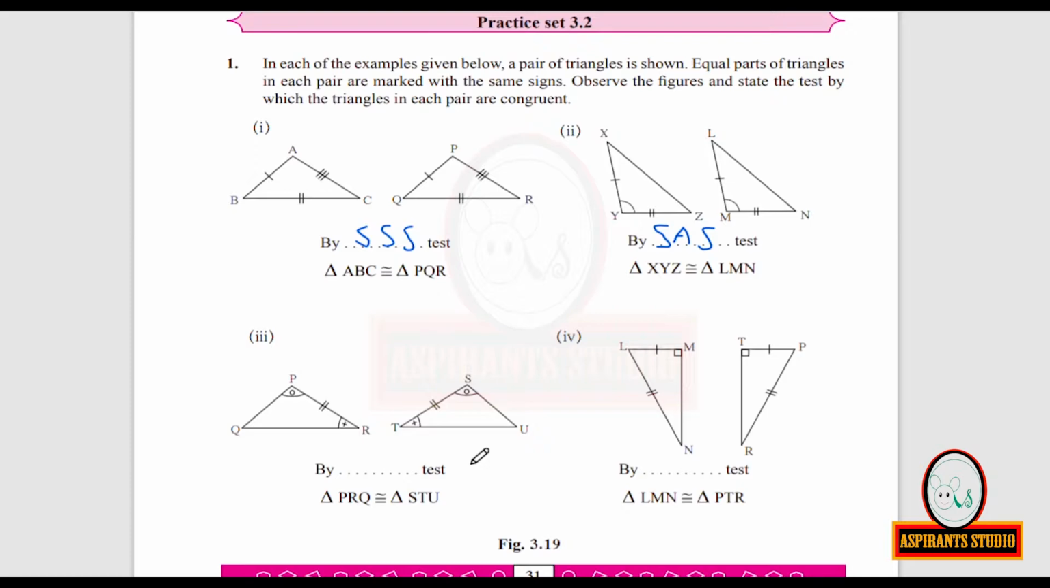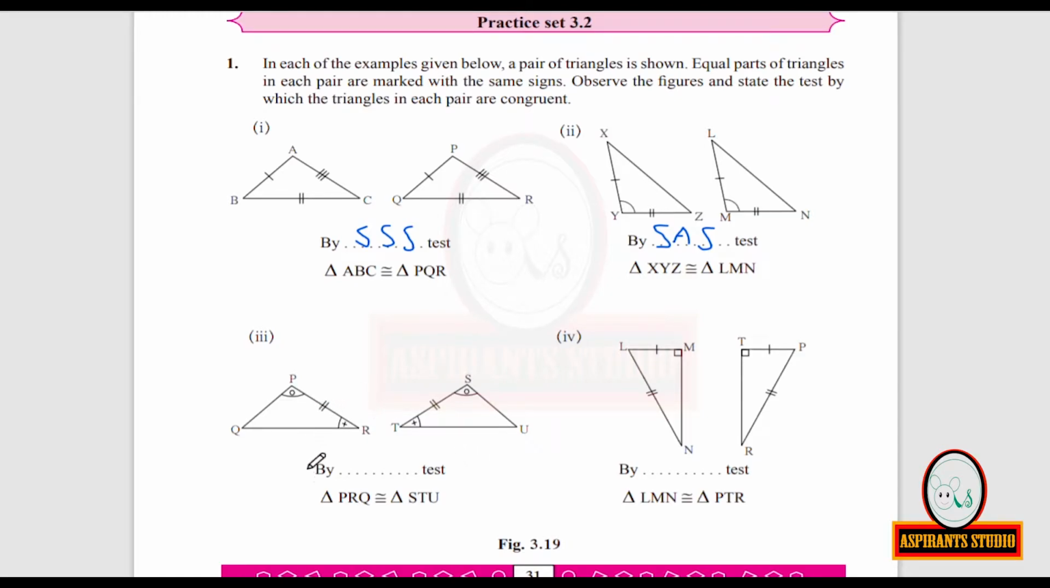If two angles of a triangle and a side included by them are congruent with two corresponding angles and the side included by them of the other triangle, then the triangles are congruent with each other by ASA test. If two angles of a triangle and a side included by them are congruent with two corresponding angles and the side included by them of the other triangle, then the triangles are congruent with each other.